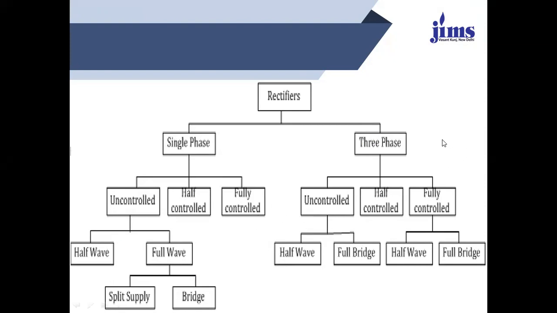The second category is the three phase. The same process applies: if we use only diodes, it comes under the uncontrolled half wave and full bridge rectifier. But if we use controllable devices like SCRs, power BJT, power MOSFET, and other such devices, then we call it a controlled rectifier. Under this again there is half controlled and full controlled, half wave and full bridge rectifier.